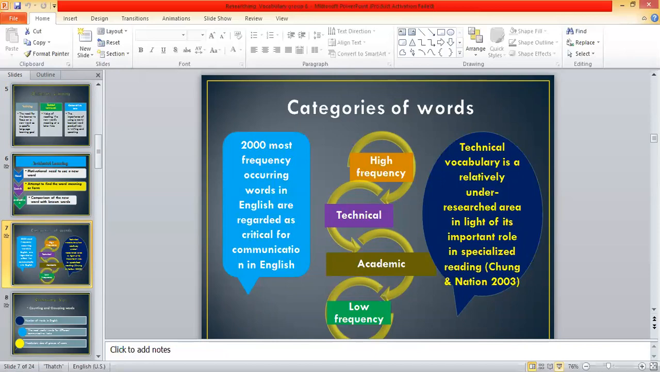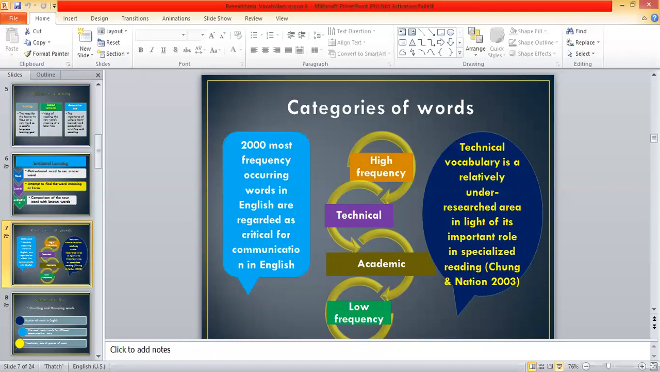And the next one is academic. It's obvious that it's related to the university, like doing assignments, the words that we use not in informal situations but formal situations. That's the academic word. The last one is low frequency. These are words we don't normally use. They are not academic, they do exist, but we don't normally use them. That's how we categorize words into four groups.